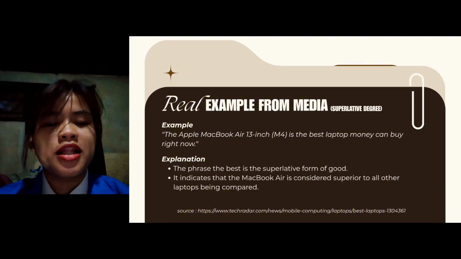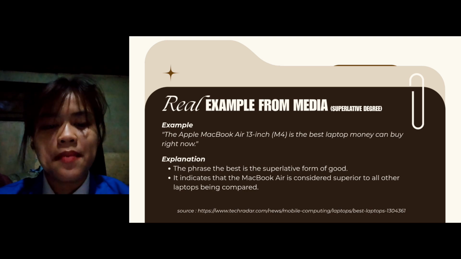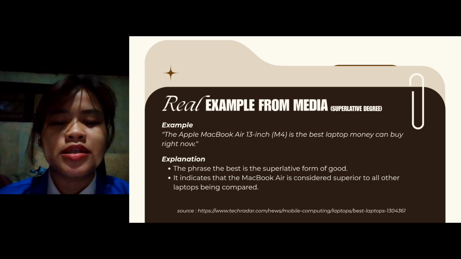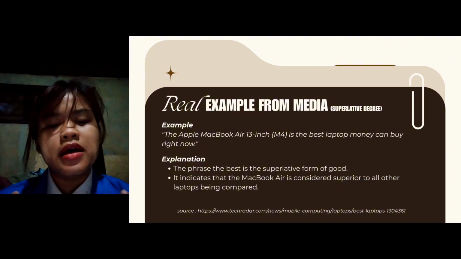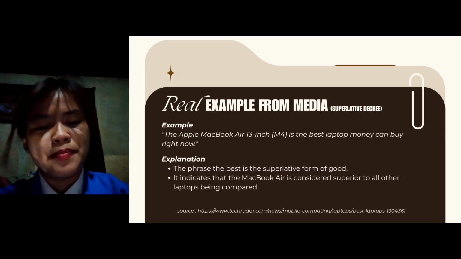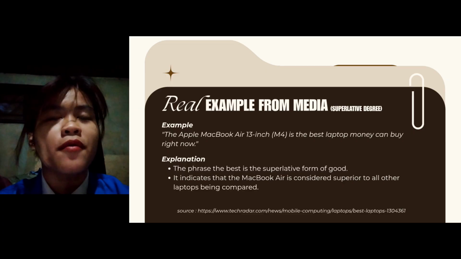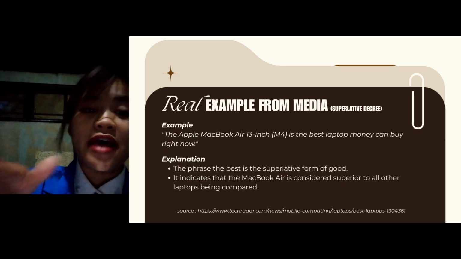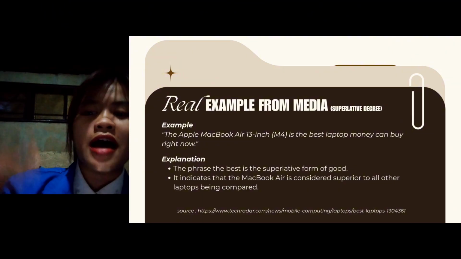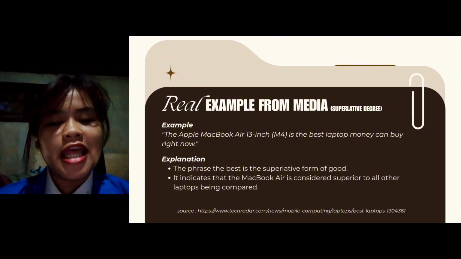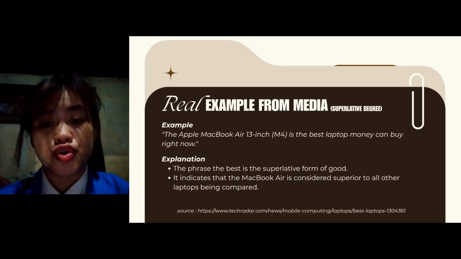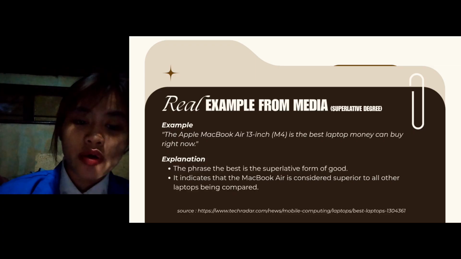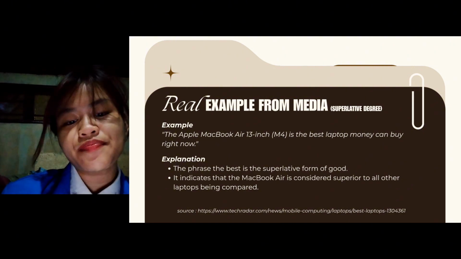And then for superlative degree, the example: the Apple MacBook Air 13-inch M4 is the best laptop money can buy right now. Why is it superlative? The best is the superlative form of good. I mean the level is higher than better. It indicates that the MacBook Air is considered superior to all other laptops being compared.